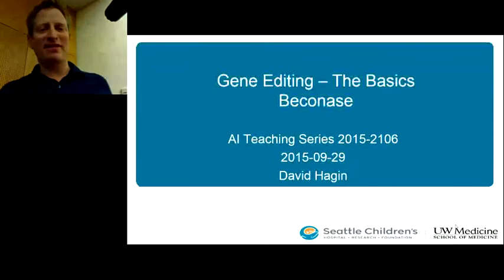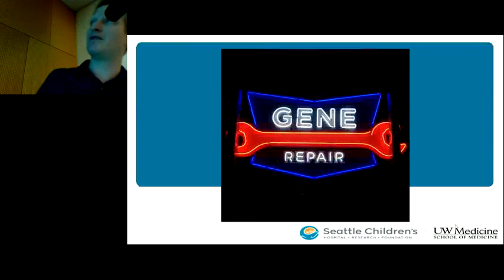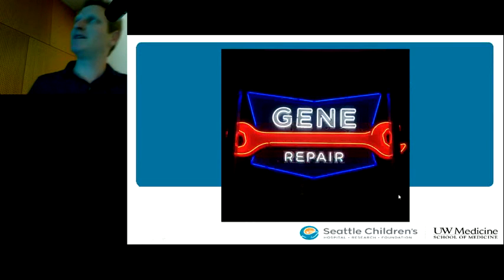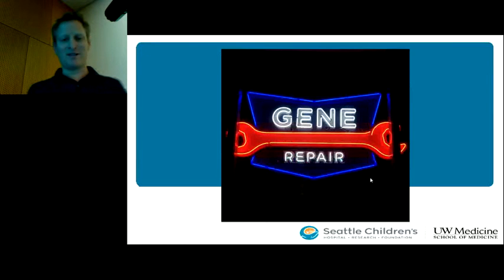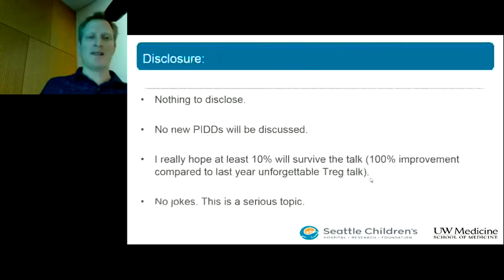Okay, so I hope to keep it simple, but I want to talk about gene editing, or the basics of gene editing. And the reason is that if you go through downtown, just in front of Building 1, the Seattle Children's Research Institute, you can see these neon signs. One of them says gene repair, and I always thought that it was interesting, and I didn't really know what it means at first. So I thought I should do some reading and explain to you what it means.